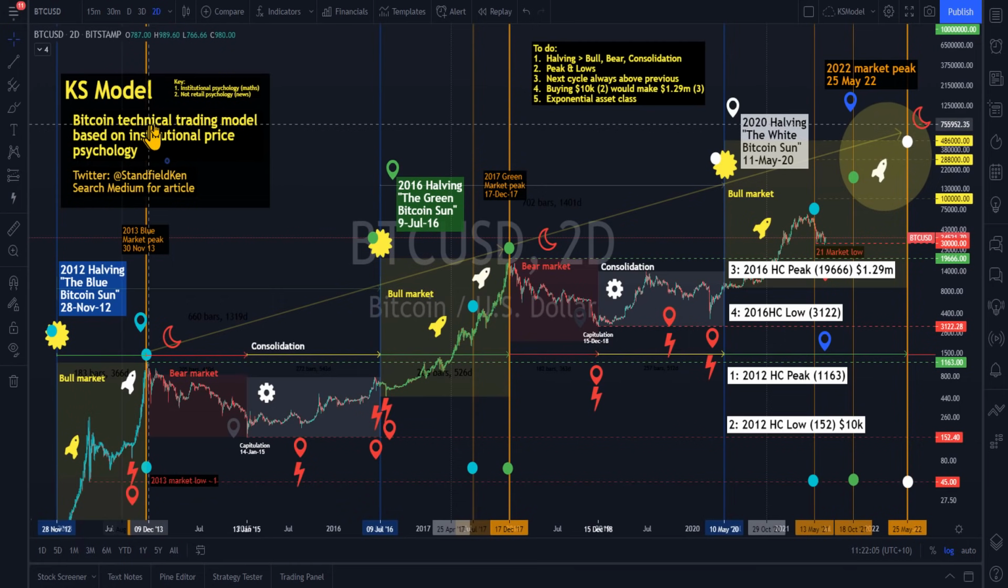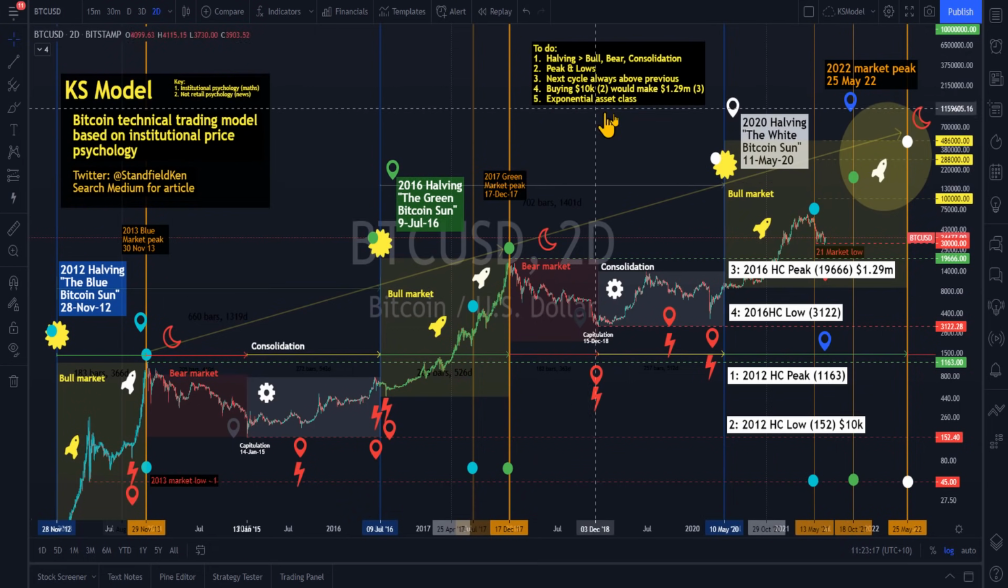The KS model is a Bitcoin technical trading model based on institutional price psychology. This is actually a live chart of Bitcoin's price. I would like to take you through these 5 points. The halvings are in blue lines here. Each halving has a bull, a bear, and a consolidation phase. Each halving has a peak and a low. The next cycle is always above the previous. What this means is, this cycle is below this cycle, this one will be below that one.